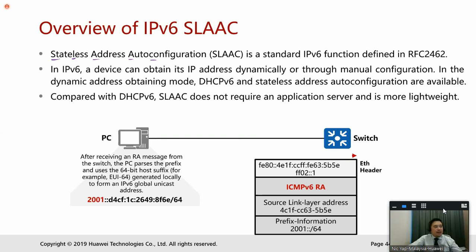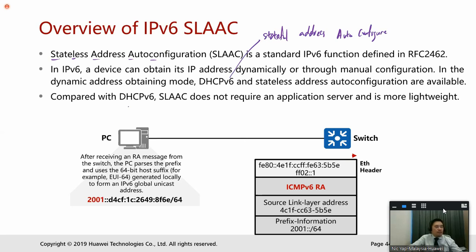In IPv6, a device can obtain an IP address dynamically or through manual configuration. In the dynamic address obtain mode, DHCPv6 and stateless auto configuration are available. So DHCPv6 is called stateful address auto config. Okay, that is the stateful. For stateless, that's what we're showing here.